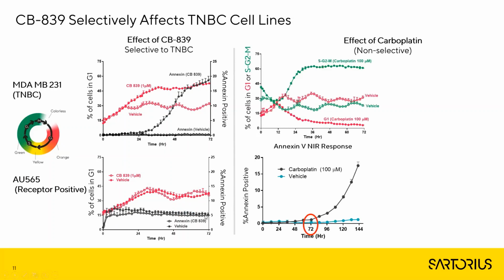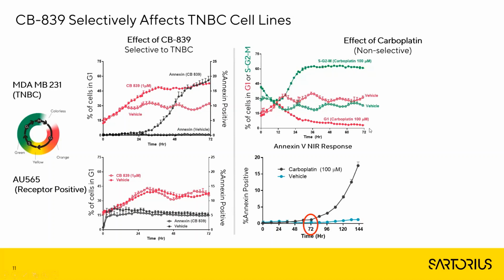Just as a control for our own sanity, we also looked at a non-selective inhibitor of cell proliferation or inducer of cell death, specifically carboplatin, which intercalates DNA, causing blockage of the cell cycle. You can see that very easily here. These again are in MDA MB231 cells. On this graph are depicted the percentage of cells in G1, which is represented in red, or in SG2M, which is represented in green. And you can see in this case, where we saw an arrest of CB839 in G1, we're seeing arrest of these cells in the SG2M component of the cell cycle.